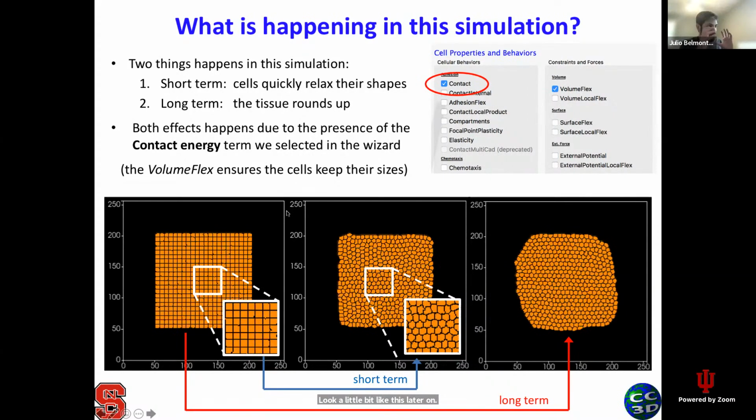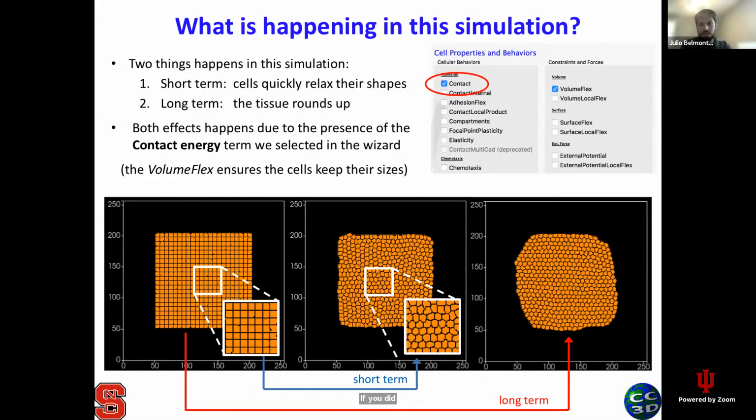Both effects, the short-term effect and the long-term effect, are a consequence of the contact energy plugin that you have turned on in your simulation. It's just that the effects take a little longer to appear in the whole tissue than in a single cell. The volume plugin does not have any role in this relaxation. The only thing the volume plugin does is make sure that your cells do not disappear. Everything that you see is the effect of the contact energy.